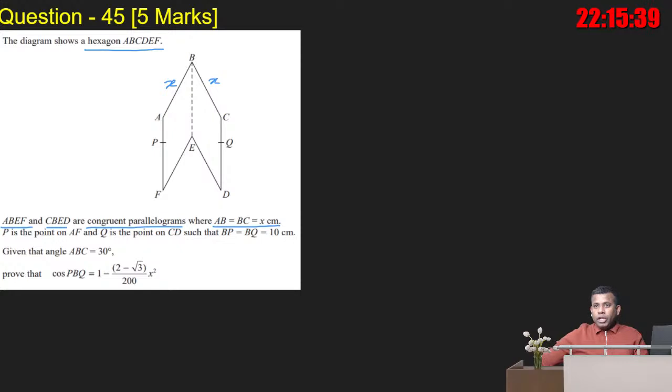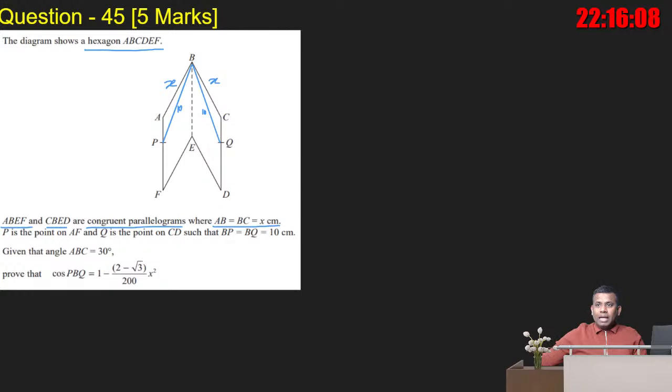Point P is a point on AF, and Q is a point on CD. I'm just going to connect B to P and B to Q. BP and BQ are 10 centimeters, so I'm marking the 10 centimeters. This is also 10 centimeters.